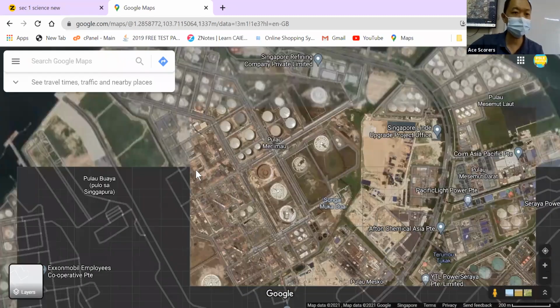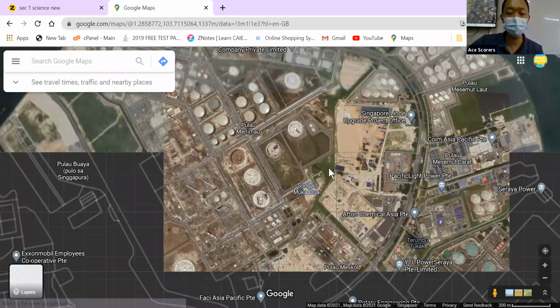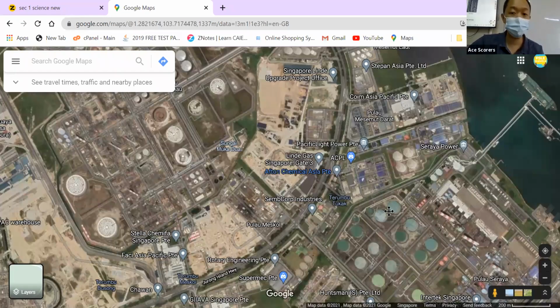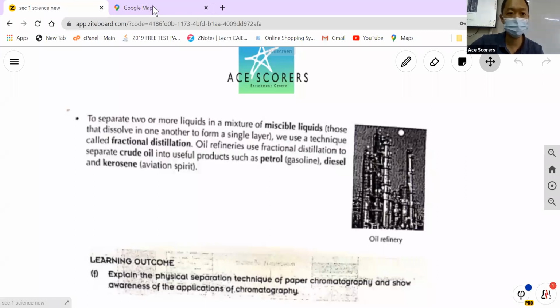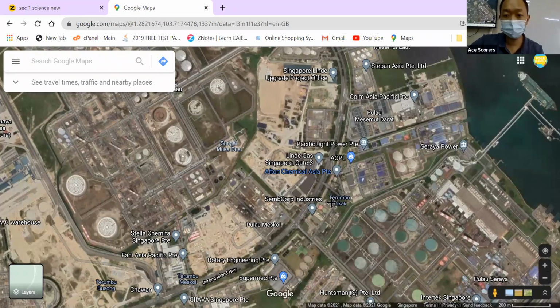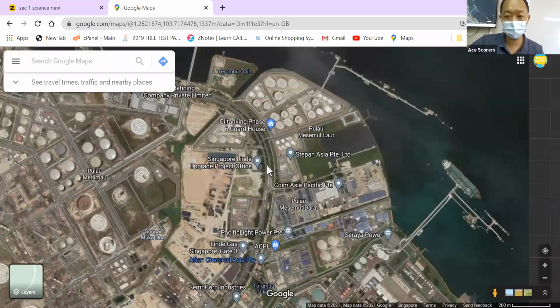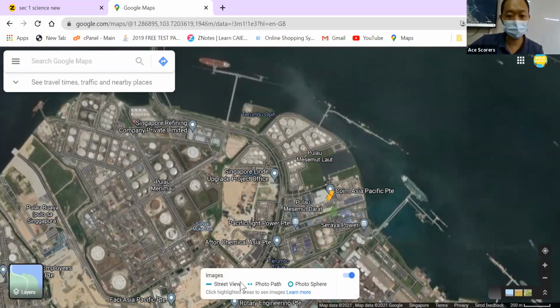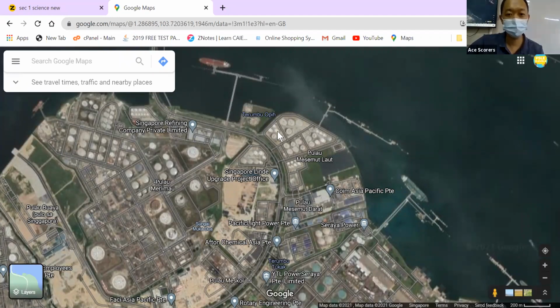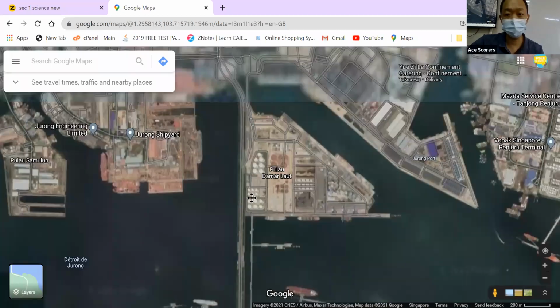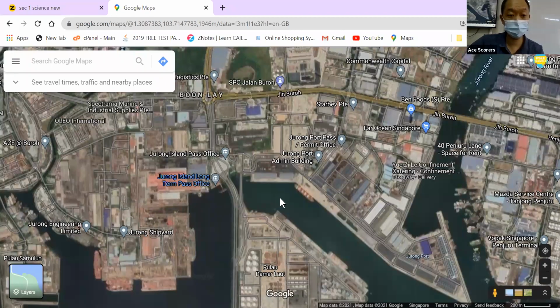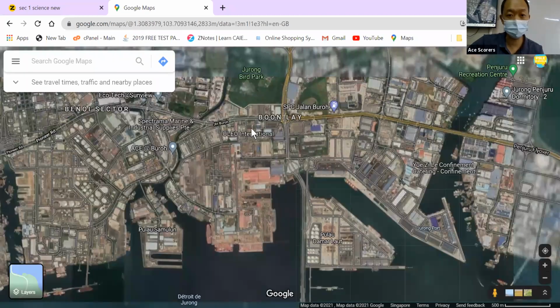Alright, so anyway, a lot of them are doing fractional distillation, all these pipes. There's no street view. Maybe you can see from here, but here also nobody has it. It's near the bird park.